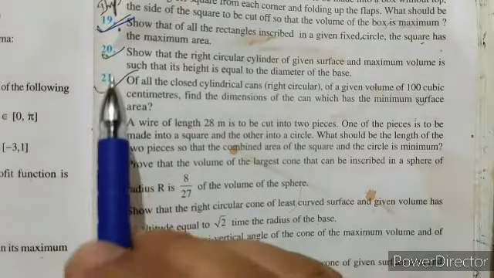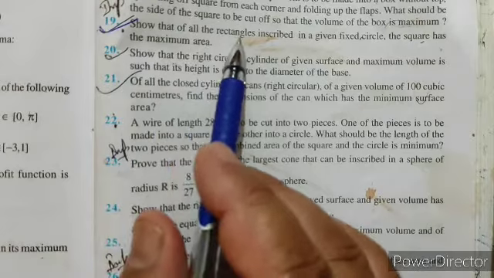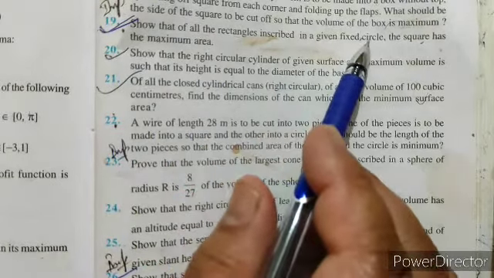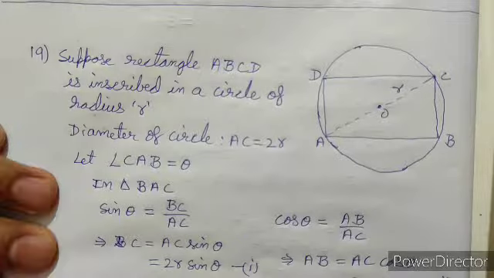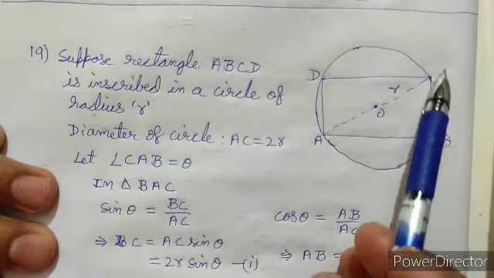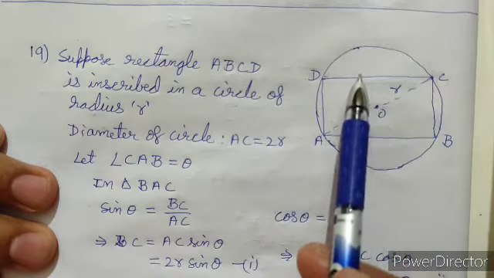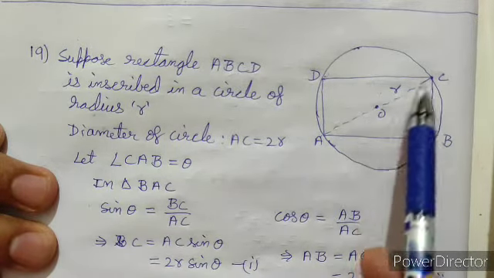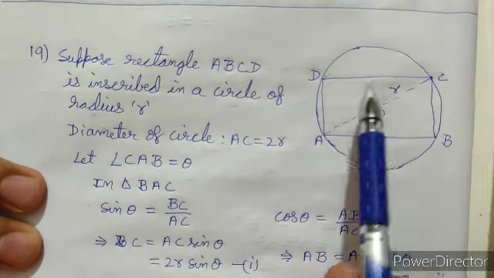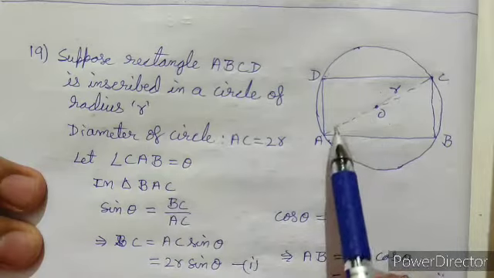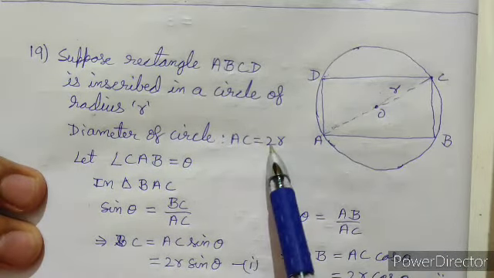And question number 19: show that of all the rectangles inscribed in a given fixed circle, the square has maximum area. Suppose ABCD is a rectangle inscribed in a circle with a fixed radius r. Now the diameter of the circle, that is AC, will be equal to 2r.